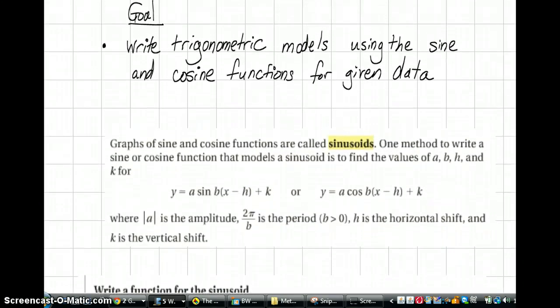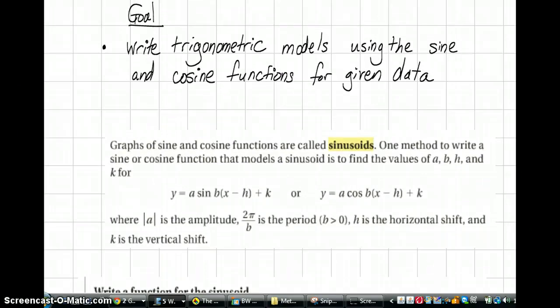As we look at the first definition in this lesson, you see the word sinusoid. A sinusoid could represent either this equation using the sine or this equation using the cosine. We also see here different variables in each equation that we have seen before. We have A, the amplitude. We have K, the vertical shift. We have H, the horizontal shift.